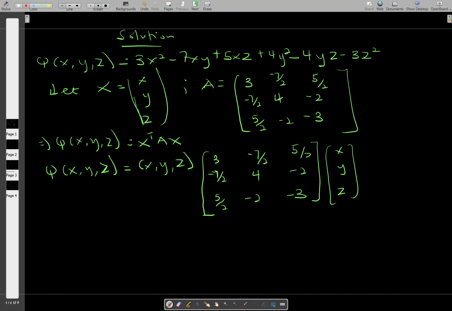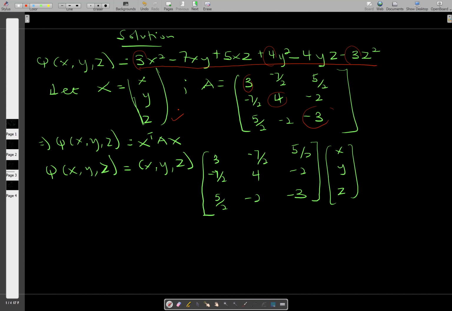So now we have the quadratic form: 3x squared, minus 7xy, plus 5xz, plus 4y squared, minus 4yz, minus 3z squared. We choose our vector x given by x, y, z, and this is how we generate matrix A. The diagonal elements will be 3, 4, and negative 3. Then for the other entries, we divide each of them by 2.